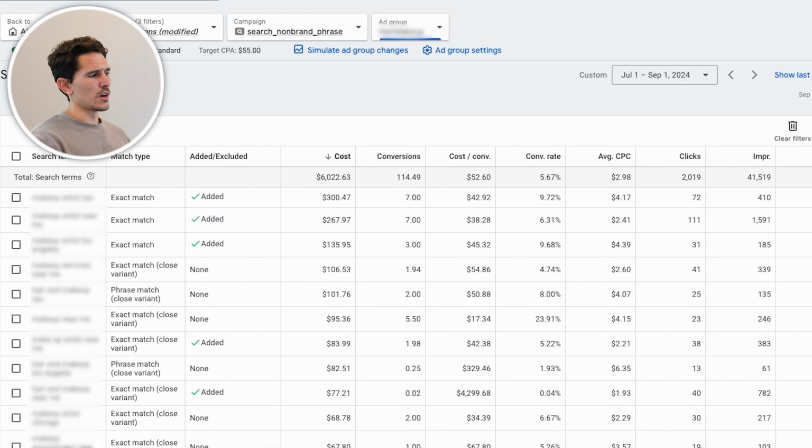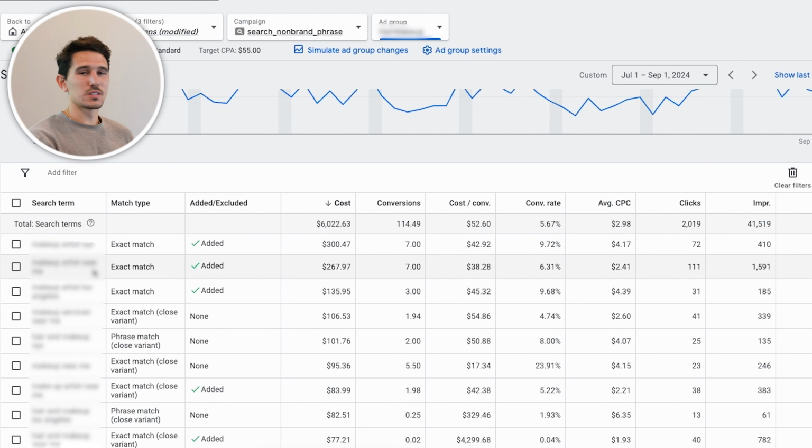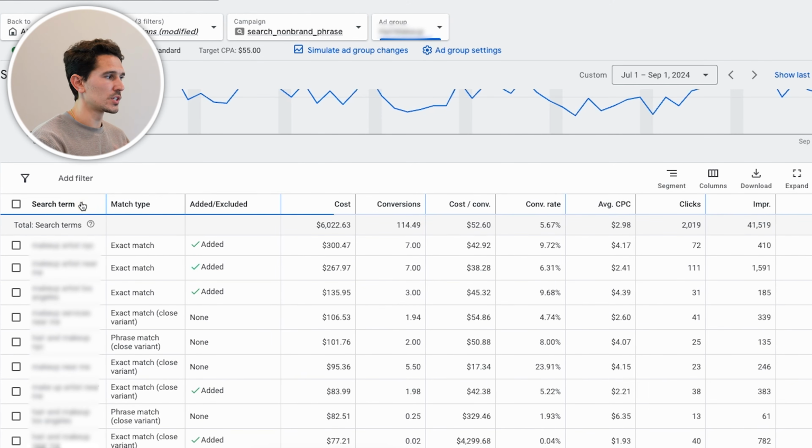So let's say you run into a scenario where you see a lot of your brand terms, or you see a lot of keywords that are the same. Right? So you see a lot of keywords that are completely irrelevant. You need to get rid of them. You need to get rid of them quick.